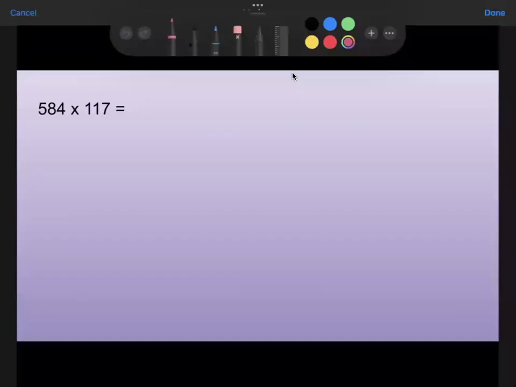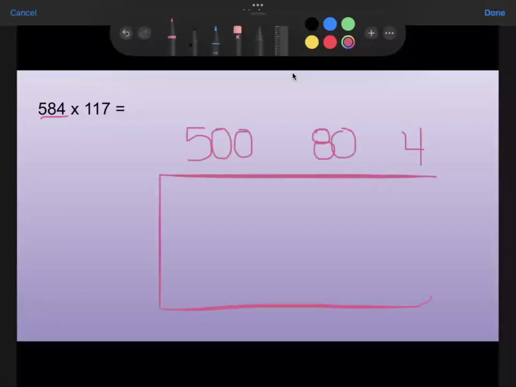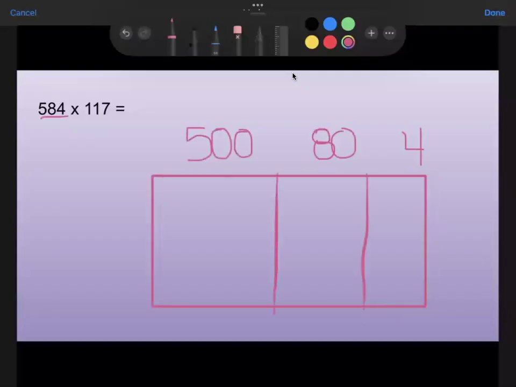Okay, so if I was going to use, say, the box method for this, what I would do is I'd start with the 584 and break it up by place values. So 5 in the hundreds place, 8 in the tens place represents 80, and 4 in the ones place. Then I would make a box under it and give it 3 columns, one for each place value. I would also have to break up this number into place values. So 1 in the hundreds place is 100. 1 in the tens place is 10, and 7 in the ones place looks like that. And then I would have to give it 3 rows.